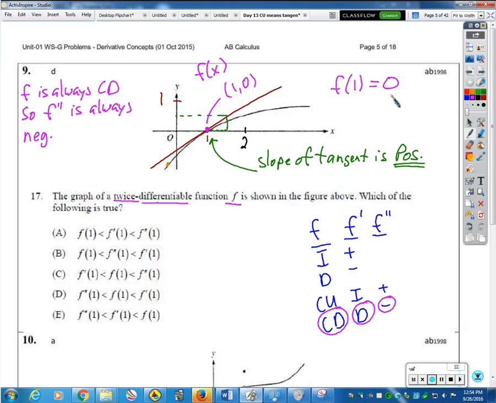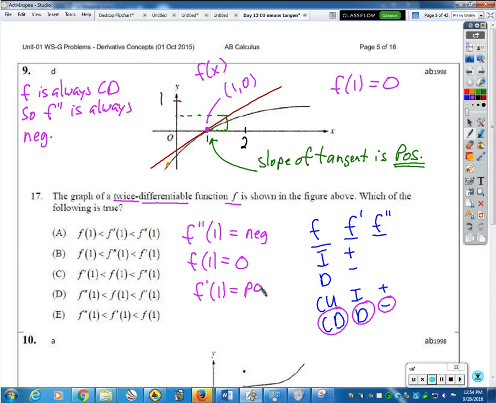Go, Daniel. So f double prime is negative, f is 0, and then f prime is negative. So f double prime of 1 is negative. Say the next one, Danielle. f of x is 0. So f of 1, no, f is 0. And then f prime of 1 is positive. Nicely done.